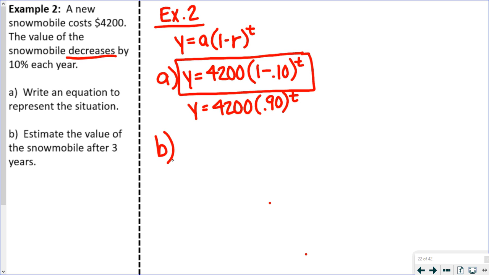Now part B, we actually want to estimate how much it is after 3 years. So use that equation you had, and then we plug in 3 for 3 years. Now this one involves money, so decimals make sense. So make sure that we do 2 decimal places, because that's what makes sense for this problem.